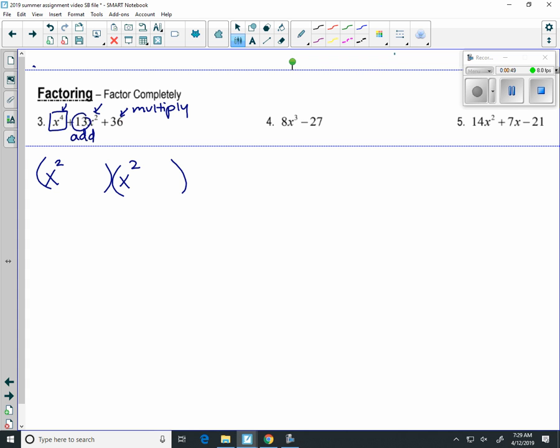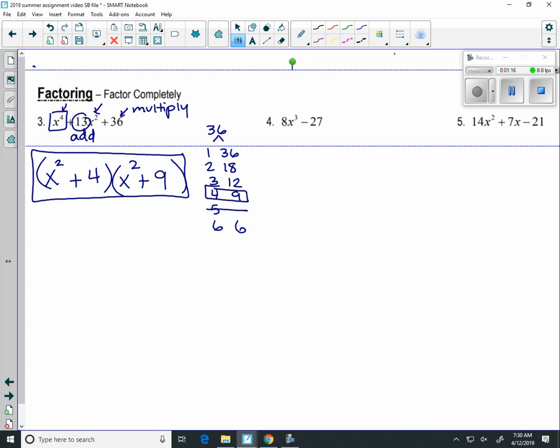So if I think of my other factors of 36, 2 and 18, 3 and 12, 4 and 9, 5 doesn't go in. So my combination that adds to 13 is 4 and 9. So don't make that one harder than it is, really, is the moral of the story on that guy.